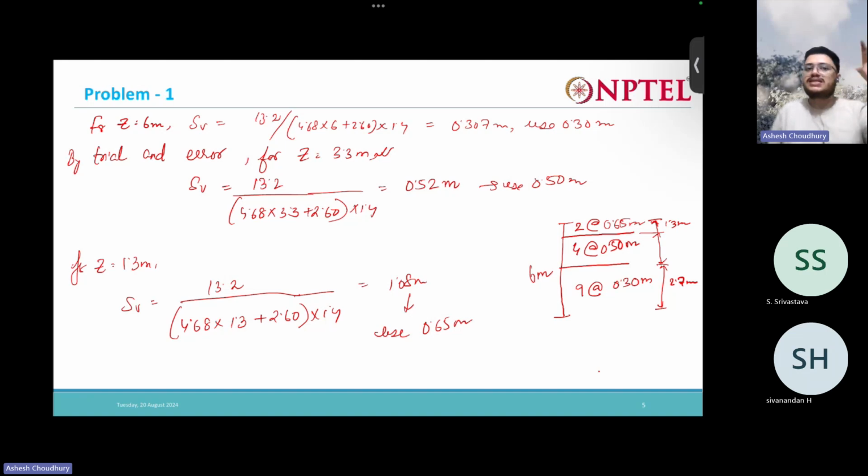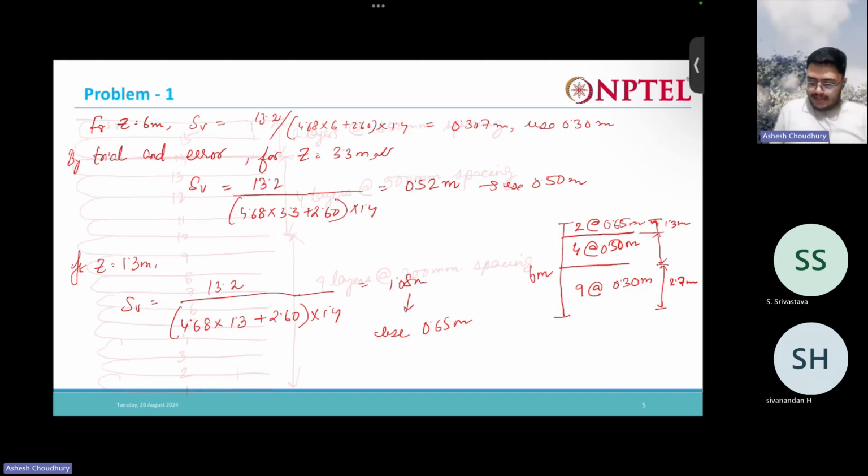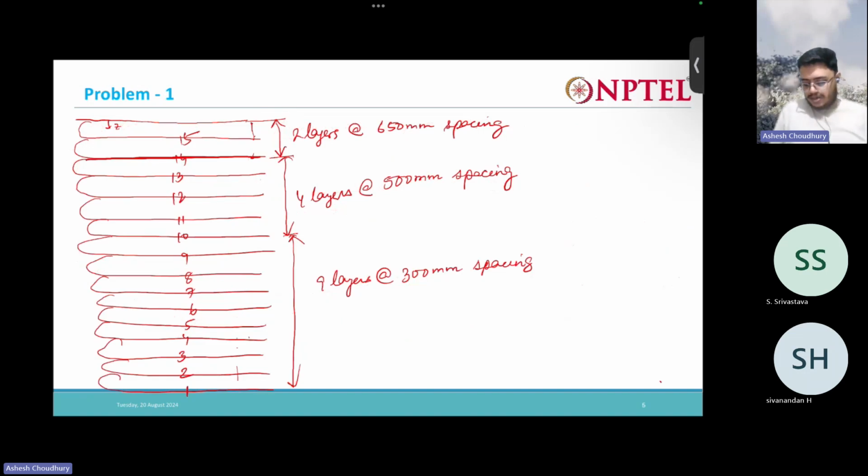Using the rupture criteria, we fixed the spacing. Then we chose the spacing as per our requirement. Choosing the spacing is at the discretion of the designer, but you should always make sure that it is safe. You should always calculate and check whether it is lesser than the calculated SV or not. This is the number of layers and spacings that we decided.